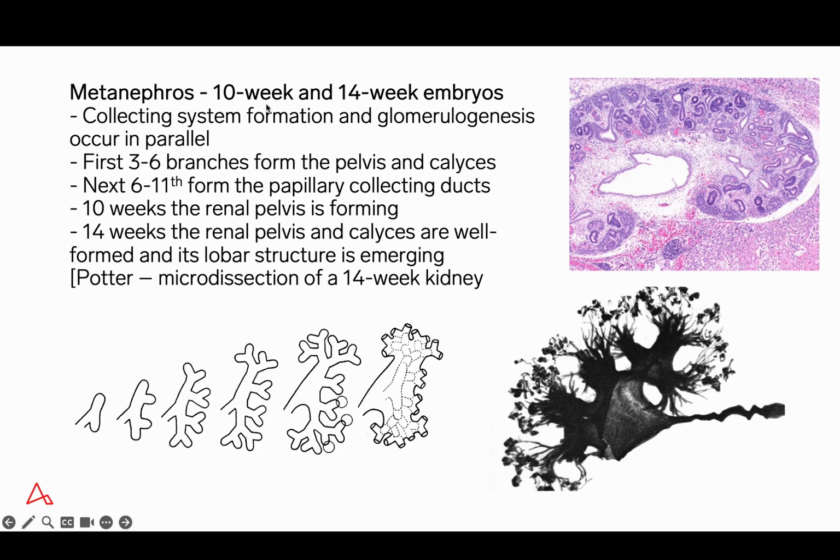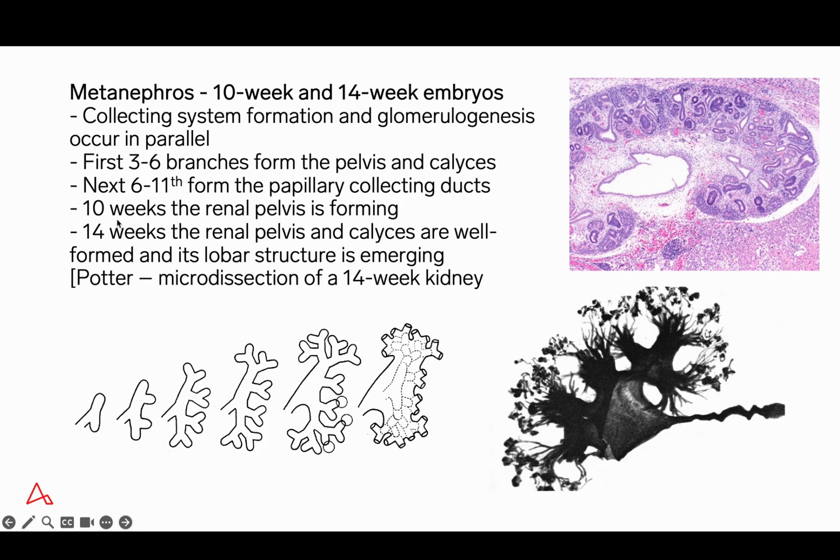Now the metanephros, while glomerulogenesis is occurring, is also forming the collecting system. These are occurring in parallel. The first 3 to 6 branches form the renal pelvis and calyces, and this is shown here in this drawing from Potter's book, and it shows dichotomous branching occurring with the initial phases forming the renal pelvis and then subsequent calyceal formation. The branching becomes more numerous in the upper and lower poles, and those areas have more lobes than the middle portion in the fully mature kidney.